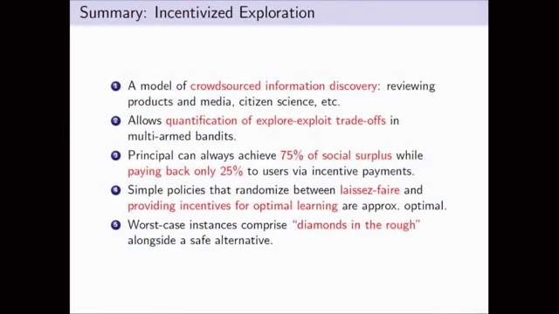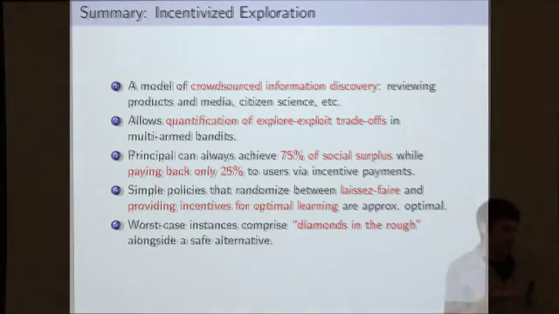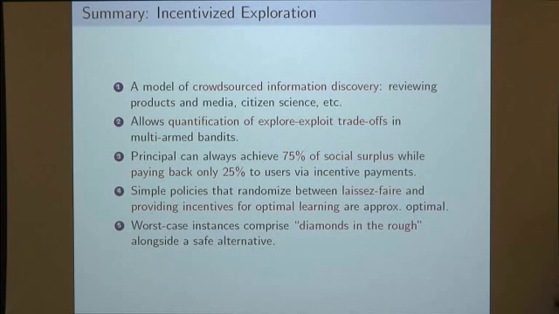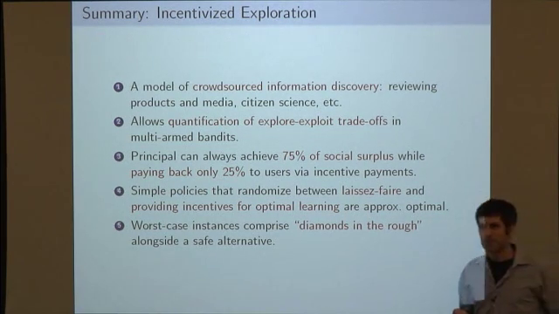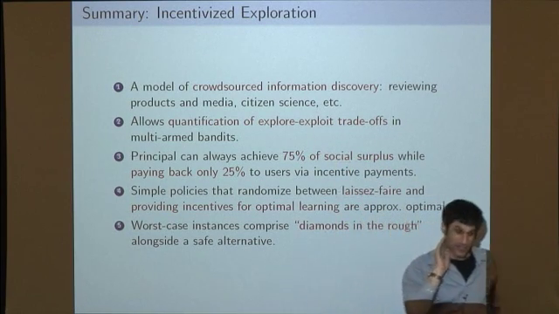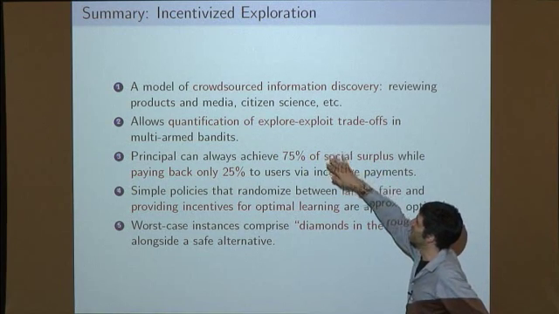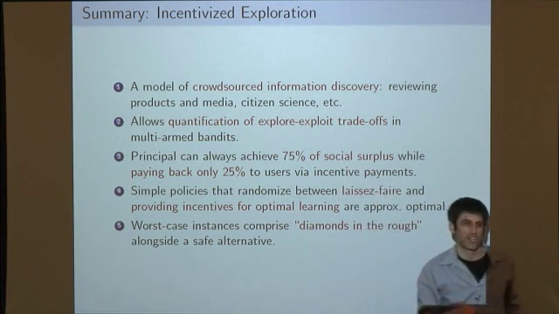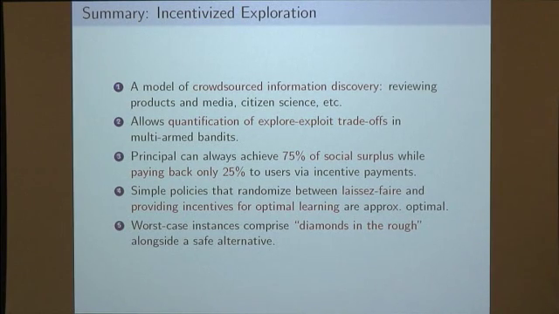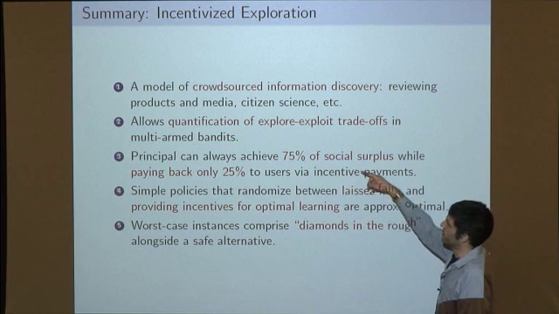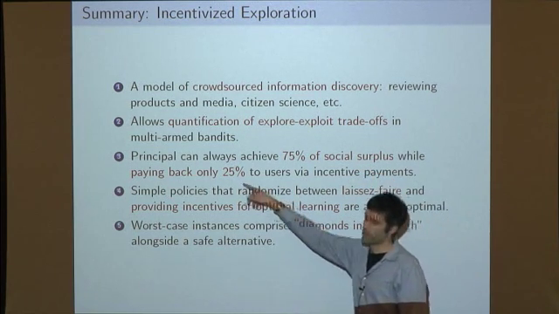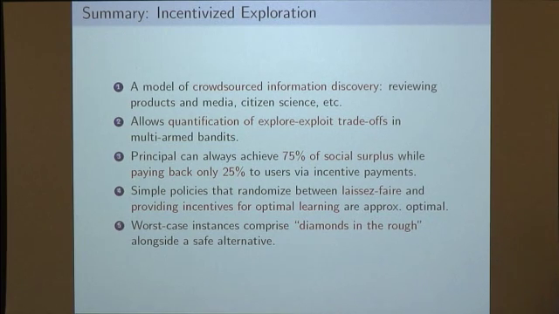OK, so I'm moving on to my concluding slide now. So in summary, this paper presented a model of crowdsourced information discovery that models phenomena like reviewing products online or articles or crowdsourced scientific exploration. We saw that situations like this involve a misalignment of incentives that has to do with explore-exploit trade-offs. And the analysis that I provided allows a surprisingly precise quantification of that trade-off as a function of the principal's patience. It allows you to make statements like the principal can always achieve at least 75% of the social surplus while paying back only 25% to the users.